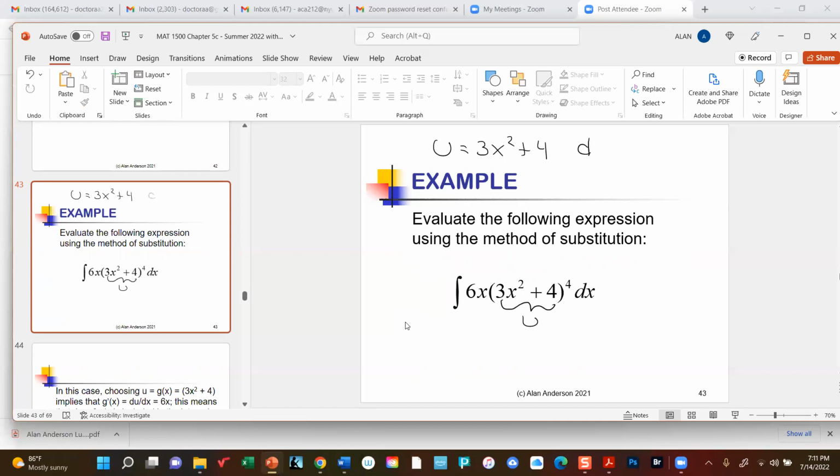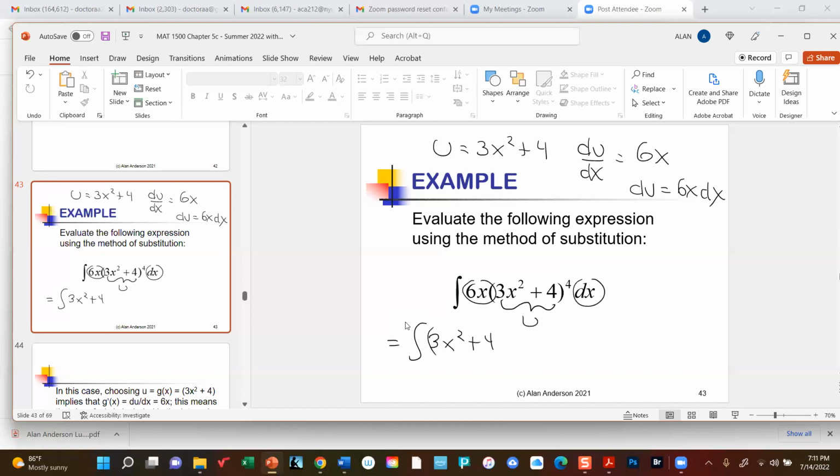Then du/dx is 6x based on the power rule. And then du is 6x dx. Now, it just so happens that we have our 6x here and our dx here. So if we want to rewrite this, it's not really necessary. It's just when you're first starting out, you might want to do this just to make sure it's clear that you've done it correctly.